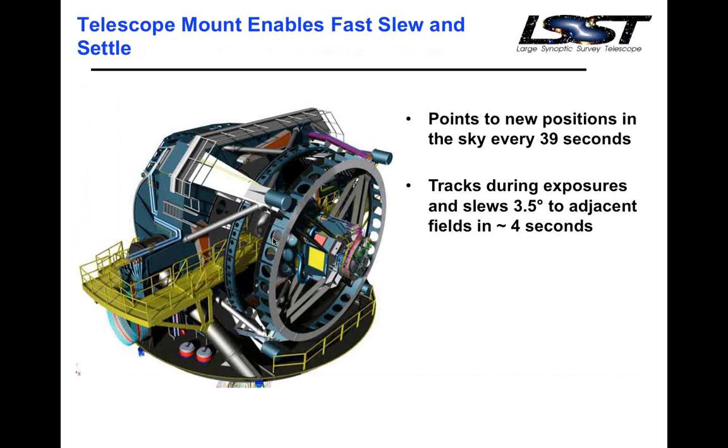So this is a figure of the telescope mount. As you can see, it's this very stiff, compact design. I mentioned it points to new positions in the sky every 39 seconds, and typically those new positions are roughly 1 field away. So it'll slew and settle roughly the 3.5 degree distance between fields on a time scale of order 4 seconds.